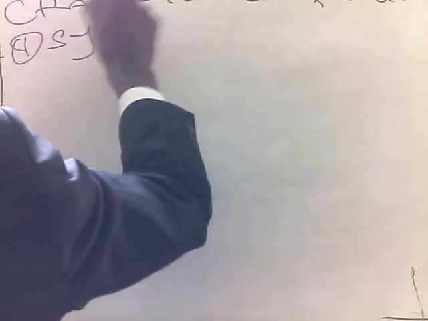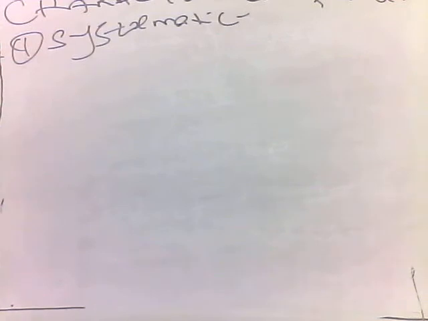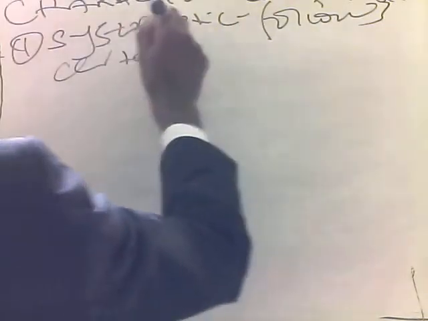Now, we can quickly go through characteristics of management. Number one is that management is systematic. When you are talking about systematic, it follows certain procedures.